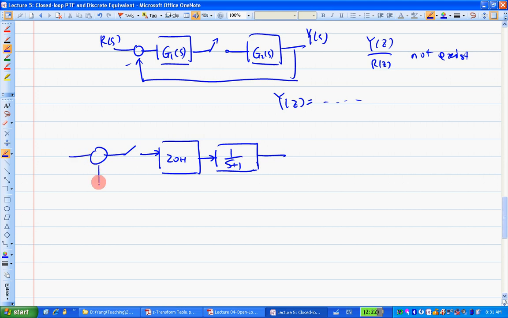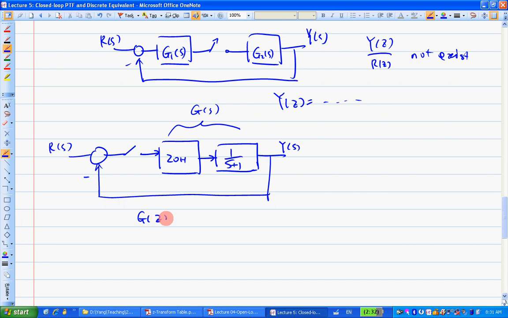So now we close the loop. If you do this, what will be the pulse transfer function for this closed loop system? There are two blocks here, and these two blocks are essentially the G of S block in the previous derivation. And there's no H of S here, so the whole thing is actually quite simple.